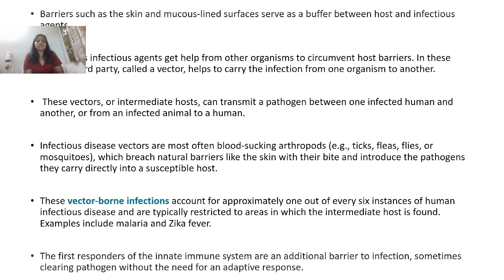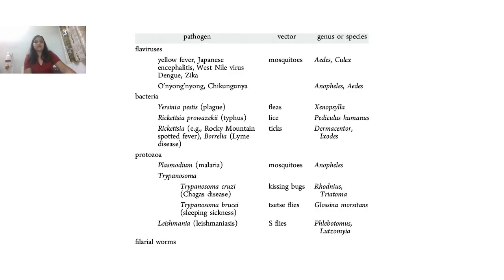So we know the innate immune response is the first barrier or the first line of defense, while the adaptive response is much slower compared to the innate one. So sometimes it happens that the innate immune system is enough to restrict the pathogen inside our system, and it can clear the pathogen without even activating the adaptive immune response. So these are the different kinds of vectors you can see.